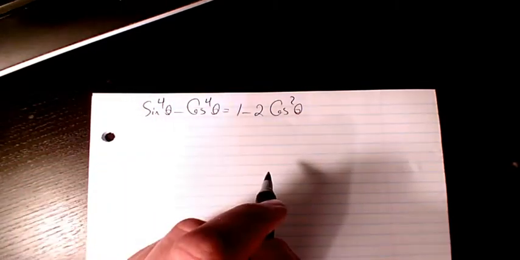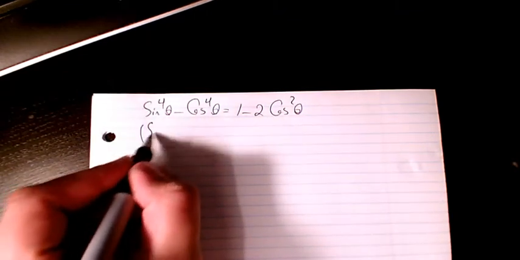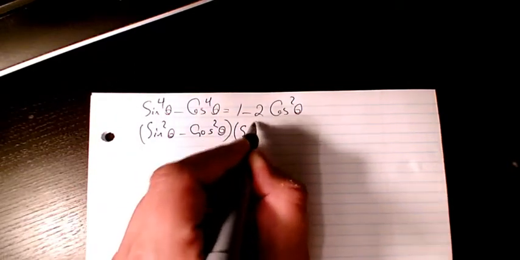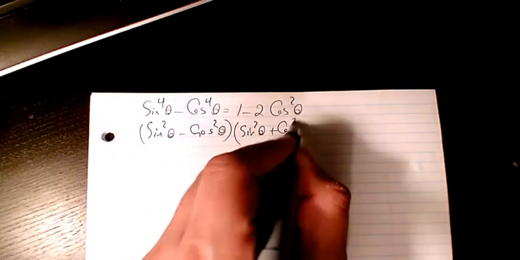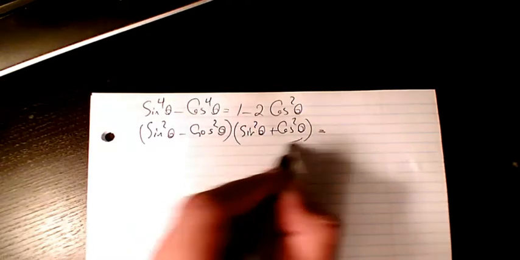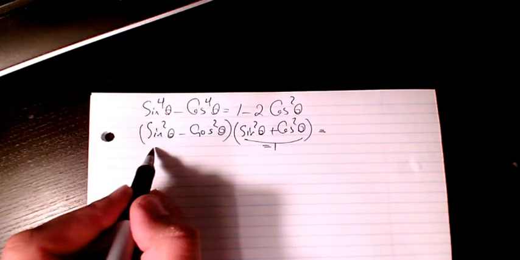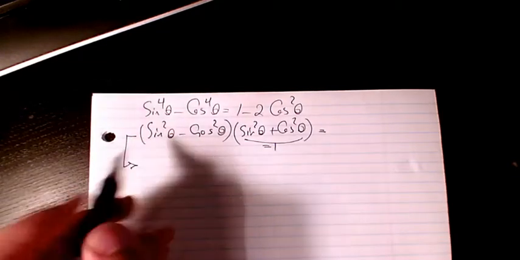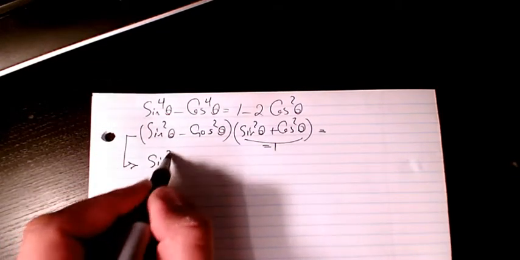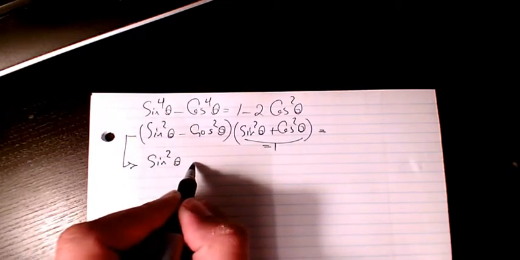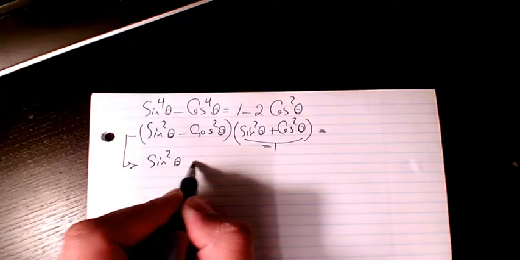So the first thing I need to do is use difference of squares. So I have sine squared theta minus cosine squared theta times sine squared theta plus cosine squared theta. Then this part equals 1. And in here, I have sine squared theta minus cosine squared theta.